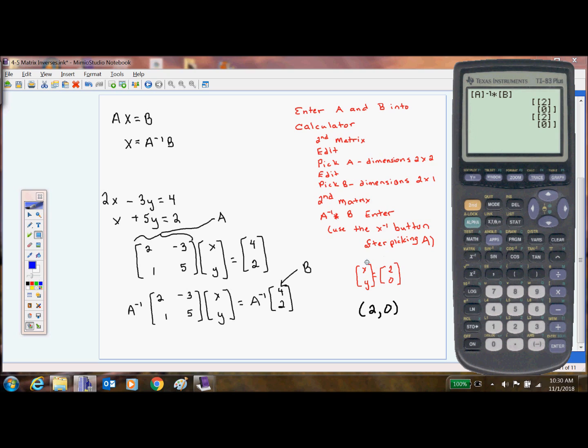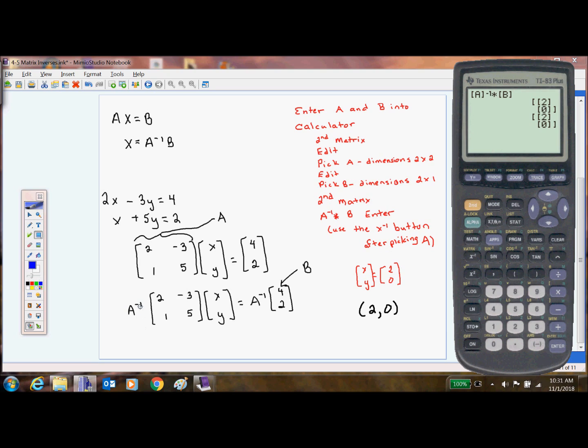So 2, 0 equals x, y, because remember these cancel out. A inverse times this gives me the identity matrix, and when I multiply that times xy, it cancels out. So xy equals 2, 0, so our ordered pair is 2, 0 for the answer. So just a nice little calculator method. I'm able to show you now how inverse matrices work.